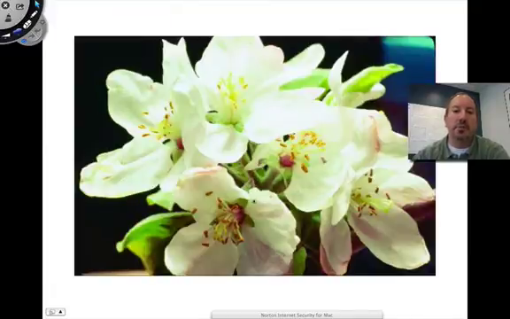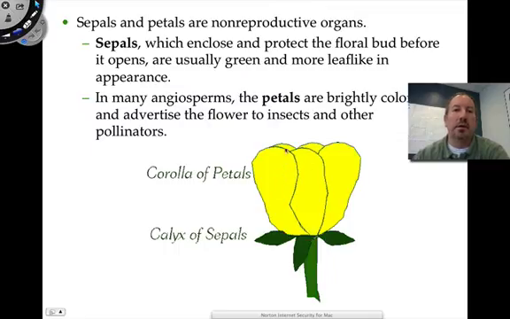Here are some pictures of some flowers. You can see that the male stamens are kind of dominant. You can see there's many of them right there. And so the sepals and the petals are non-reproductive, but they're important. The sepals protect the bud, if you will, and the petals are brightly colored to attract pollinators.